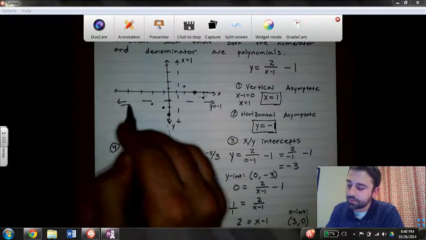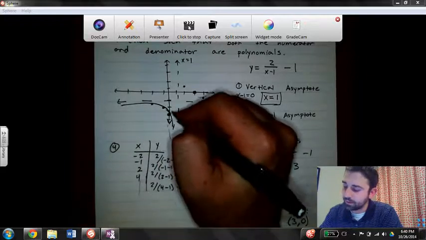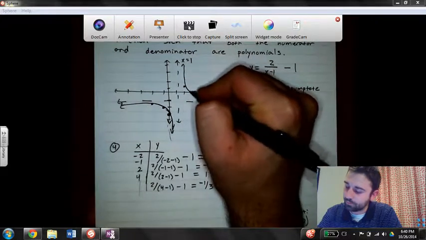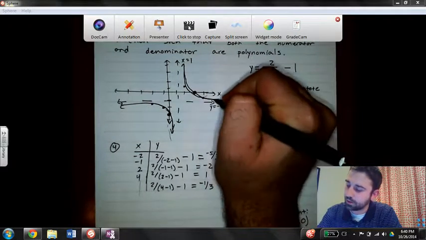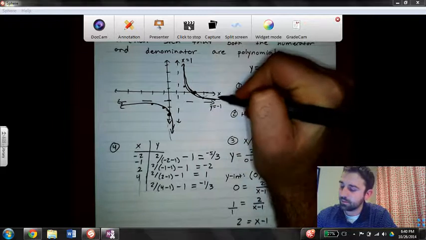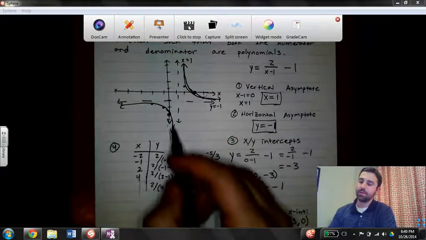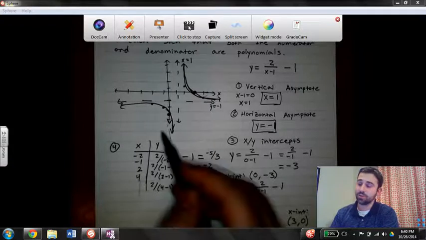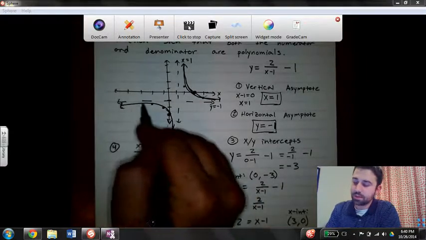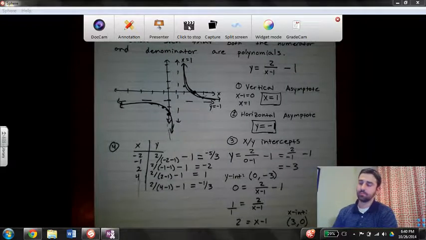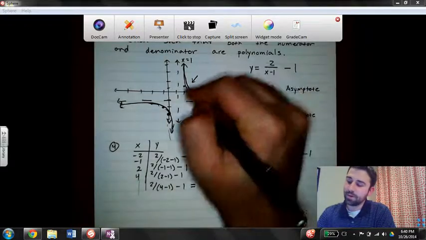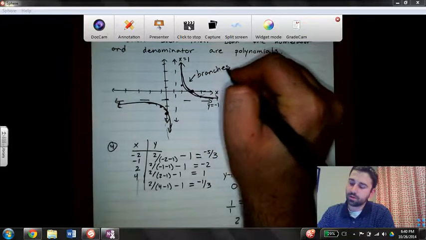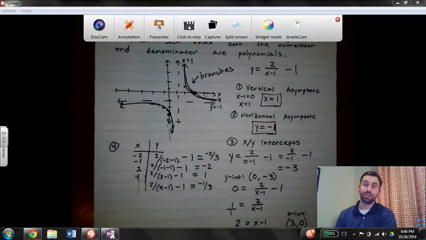And so then finally, I would just fill in these points and run my function along the lines of the asymptotes. Once again, the definition of an asymptote is what value the function does not exist at, so our functions will never cross these asymptotes. So what I meant by earlier is these two parts of my function are called branches.